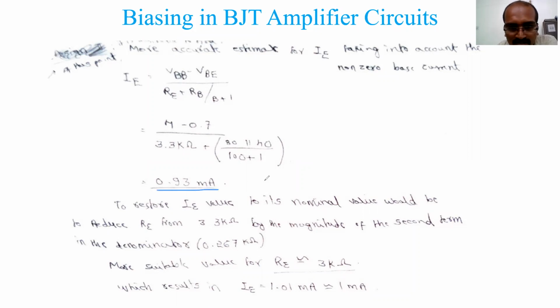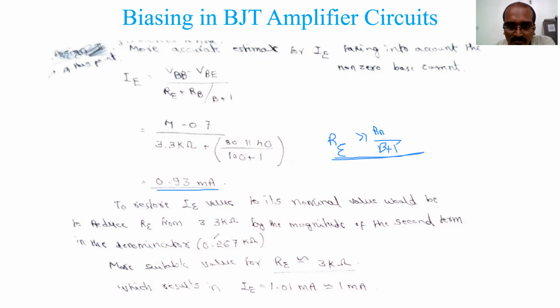That means there is a 0.07 degradation in the IE value. To restore this IE value to its nominal value, we reduce RE from 3.3 kilo ohm by the magnitude of the second term. In the conditions yesterday we discussed this, right? RE value should be much greater than RB by beta plus 1. There were contradictory statements, and this should be in a range. This should satisfy this. If it is much larger, it also affects the IE value here.